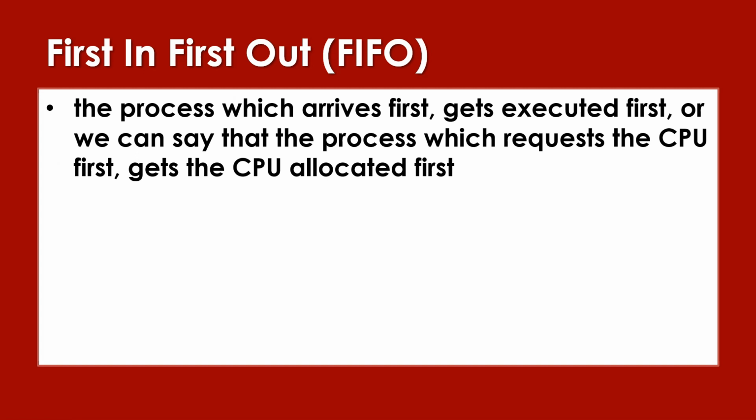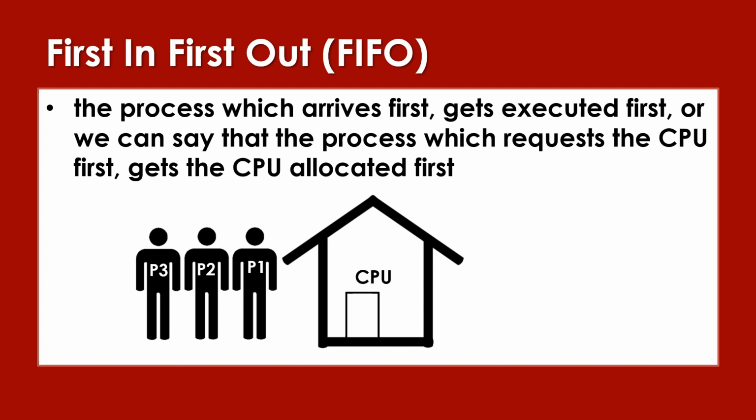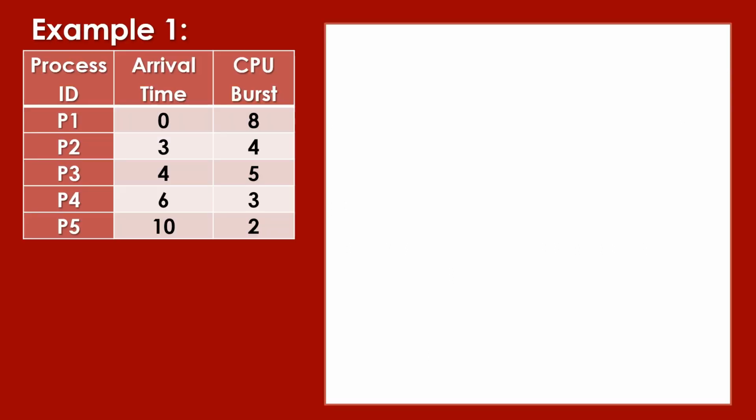nilang isa-serve. So, let's say this is the CPU. Then, meron tayong dumating na P1 followed by P2 and P3. So, dun sa pila, of course, nauna dyan si P1. Ibig sabihin, si P1 ang unang pupunta dun sa CPU or mag-allocate ng CPU and siya din yung unang lalabas sa CPU. So, that is the first in, first out. So, let's have an example. Let's say we have this table and meron tayong P1 hanggang P5.